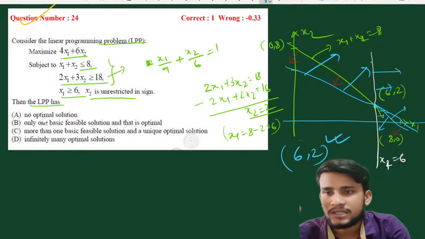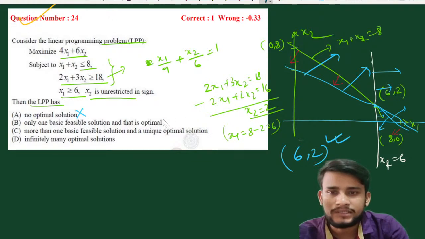So option A says that there is no optimal solution; this is false. Only one basic feasible solution that is optimal: yes, this is correct.